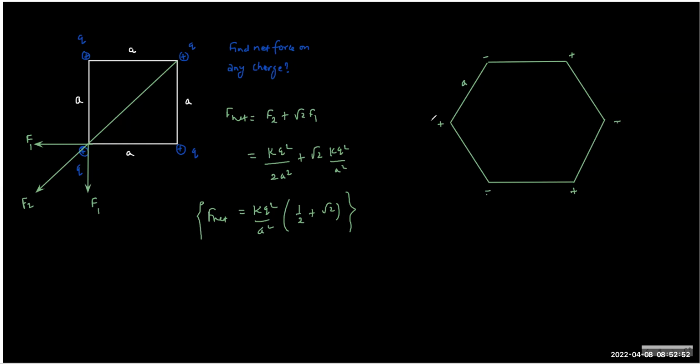So value-wise, all charges are Q: plus Q, minus Q, plus Q, minus Q. And it's the same question. Find the net force on any one charge. Okay, sir. So try this out, then I will solve. Sir, are the alternate charges negative, sir? Yeah, alternate charges are negative. Okay, sir.